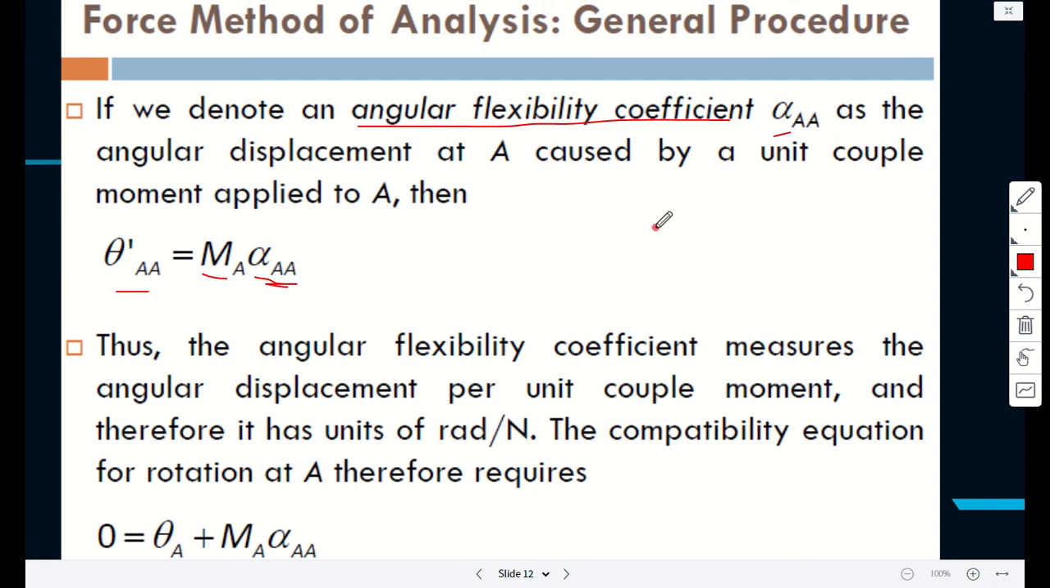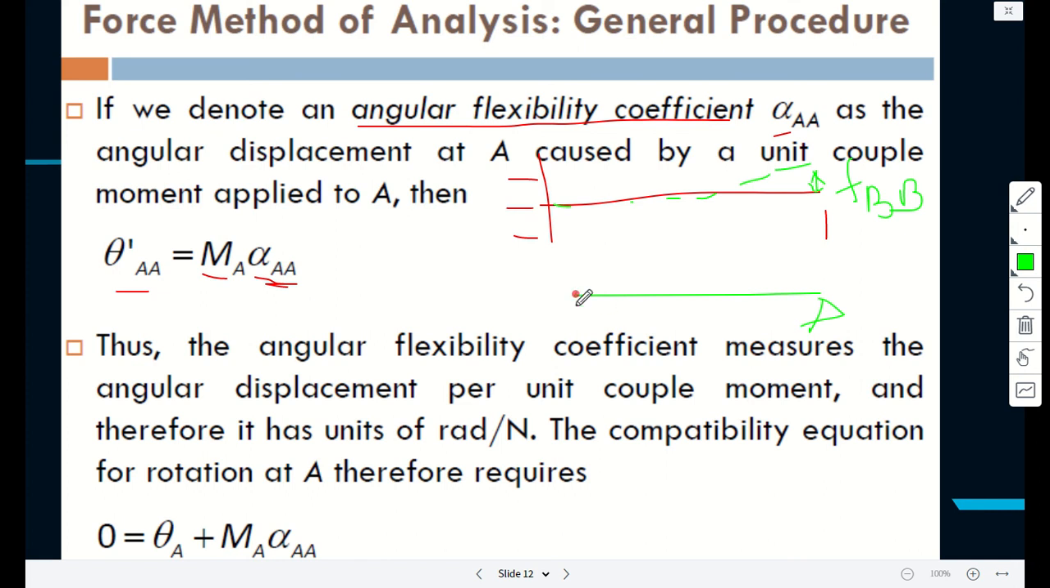This is the same idea, like if one unit going up will cause FBB, the same idea here now. So if you remove the support and now talk about it in terms of moment here, then apply a unit moment, just a unit moment there, then it will cause a displacement.